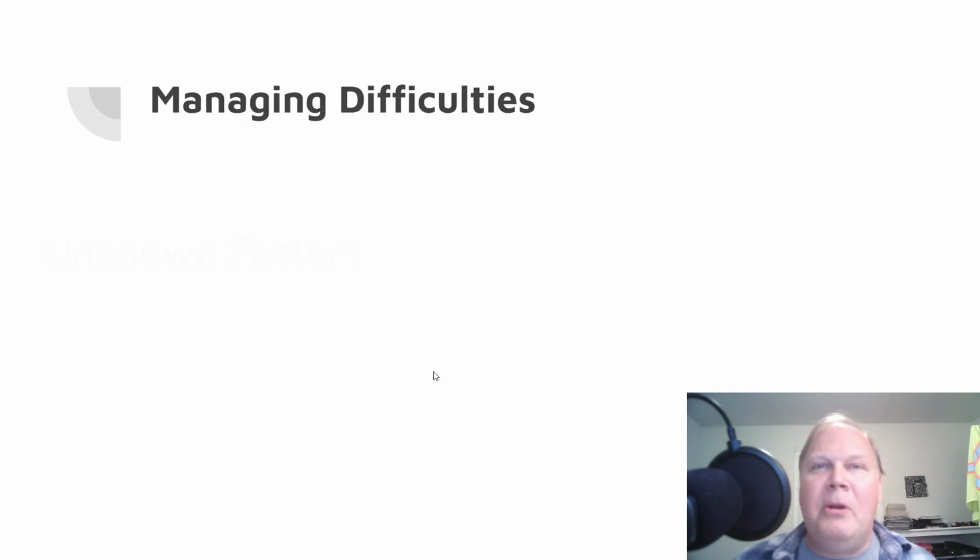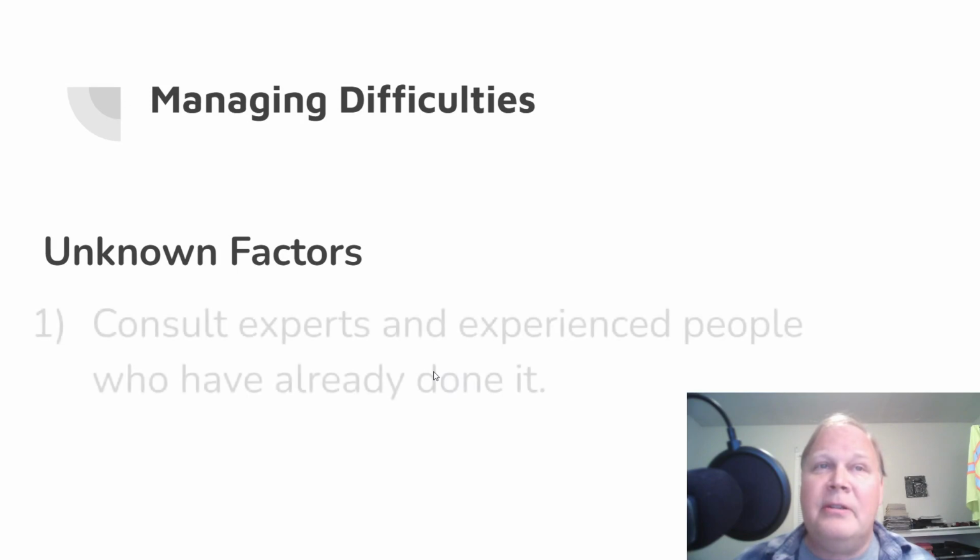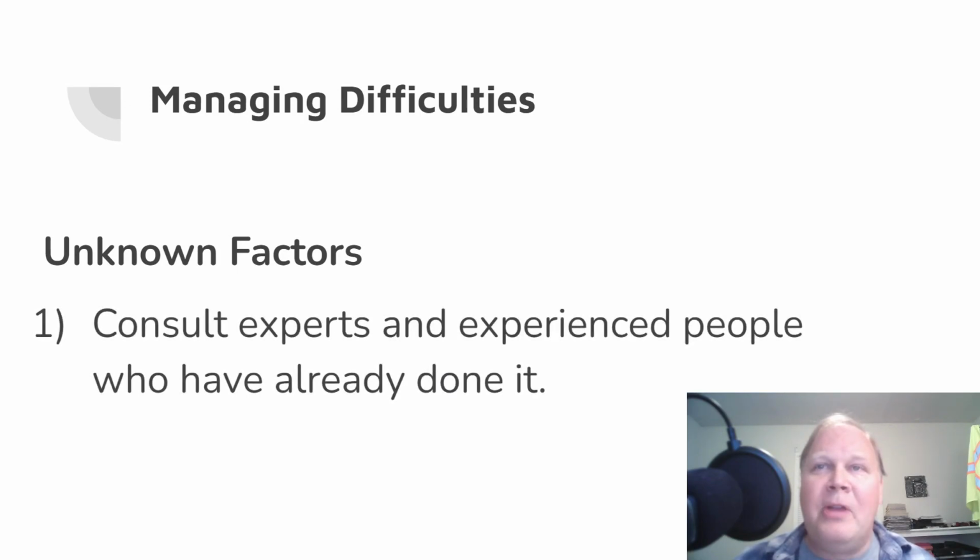So let's dig through each one of those in turn. Unknown factors. If you have a project with unknown elements in it, and unknown means you don't know these things as a project manager, you can't write a complete plan because you don't know what goes in the plan, at least not all of it. So what you need to do is consult experts and experienced people who have already done this. Like if you were going to be building a building, you go to an experienced architect, or at least a trained architect who has gathered the knowledge of how to properly build a blueprint. And you have this proper blueprint, and then you execute the plan.